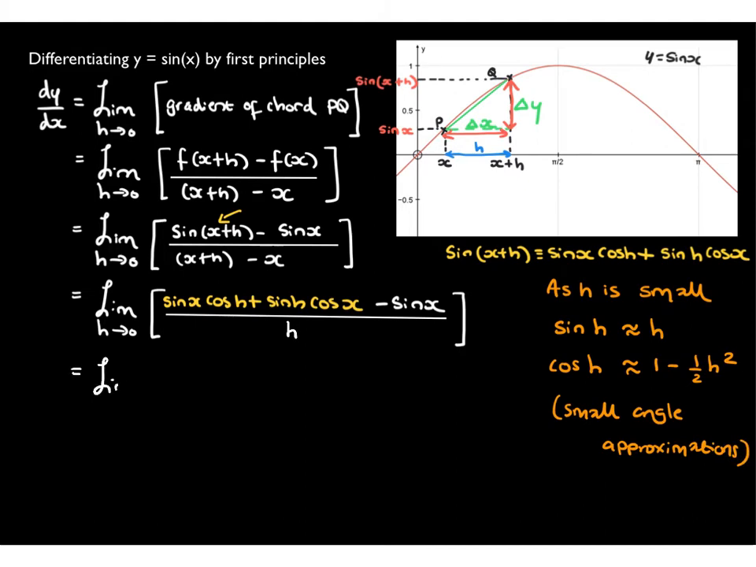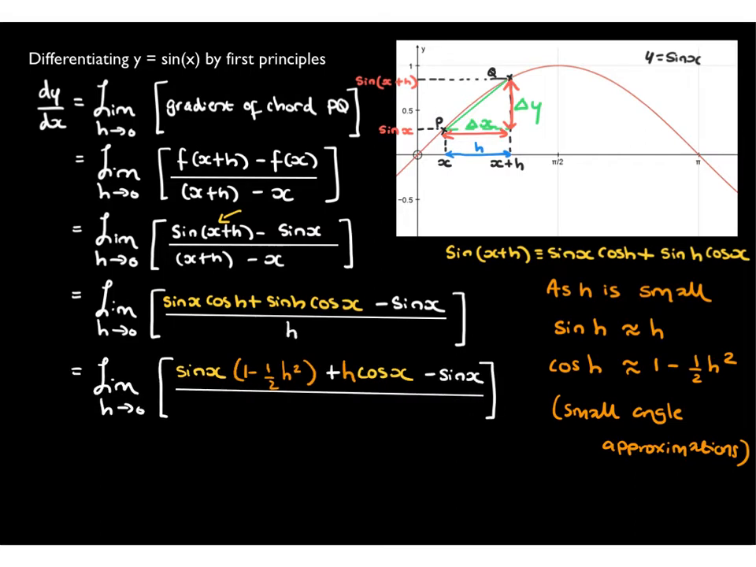So we have the limit as h approaches 0 of sine x, and then instead of cos h, I've got 1 minus a half h squared, plus cos x, and then instead of sine h, I've just got h, and then we've got subtract sine x. And of course, there is a denominator of h here.